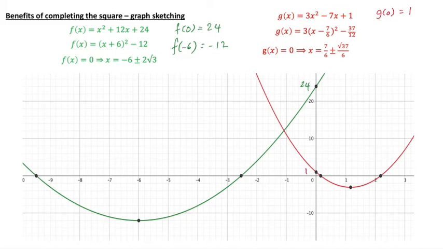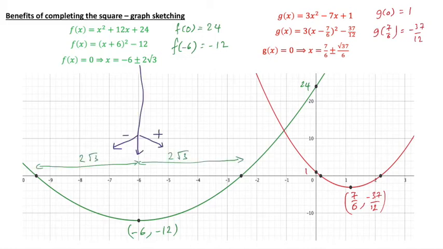So there's another method for finding the minimum. But it also tells us that the point there that's identified has to be minus 6, minus 12. For g of x, we can see that x has to be 7 over 6, and that then the y value would be minus 37 over 12. So that gives us our minimum points. The next bit of information is, of course, the solution, but what it means is we don't actually have to work out what minus 6 plus or minus 2 root 3 is.